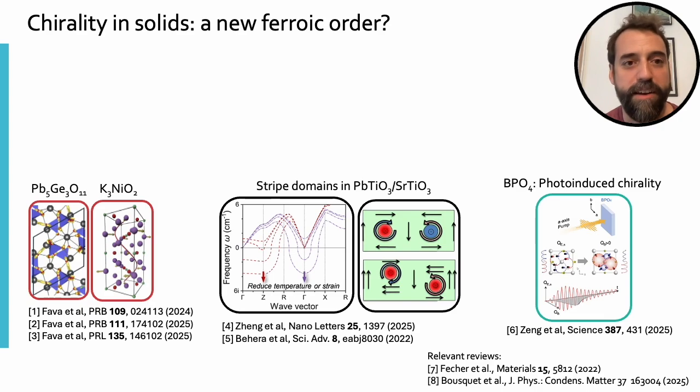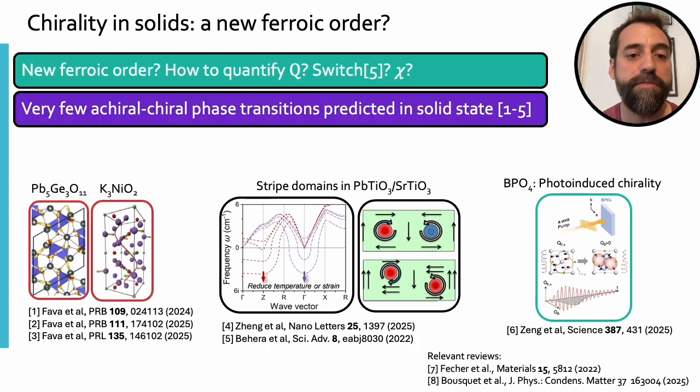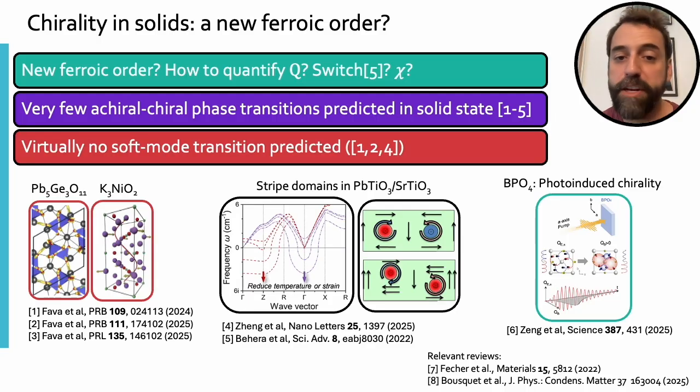Now, a bit of context. Chirality in solid state is a topic that is gaining some momentum nowadays, and it seems like chirality might become a new ferroic order like ferroelectricity or ferromagnetism, and this would open, of course, a whole new field. But still, many questions have to be answered for this to happen. It is quite intriguing, for instance, that there is no unique way to quantify chiral order, nor is it clear how it would be switched or what the associated susceptibilities and conjugate fields would be. Also, to date, very few non-chiral to chiral phase transitions have been predicted in solid-state systems, and very few among them are mediated by a soft mode.